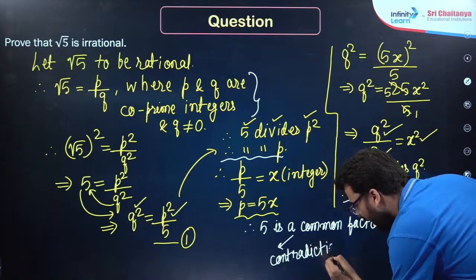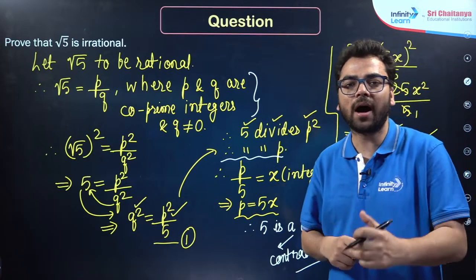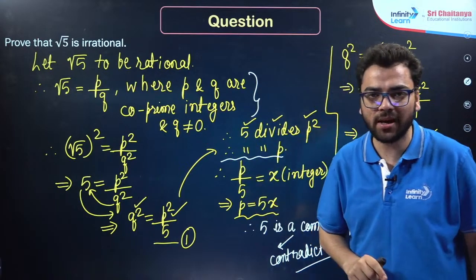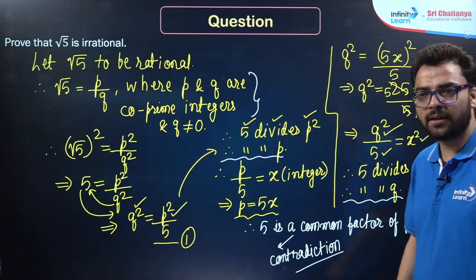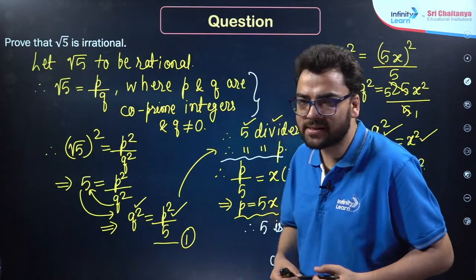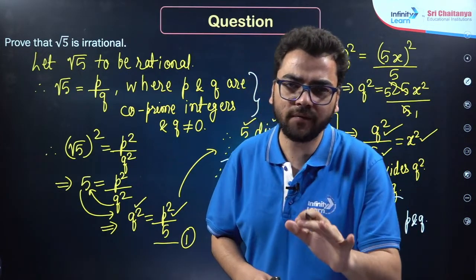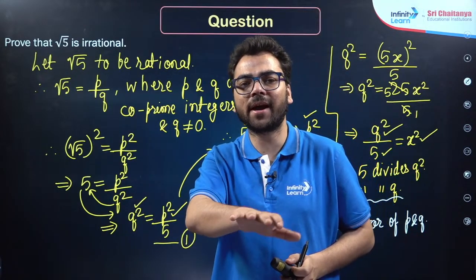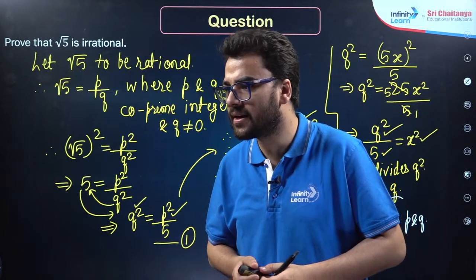And then you have to write in your answer that this contradiction arose due to our wrong assumption of taking root 5 to be rational. Hence, root 5 is irrational. You have to write this in your answer. Hence, it is irrational, because if it is not rational, then the only possibility is that it is irrational. Is it clear?